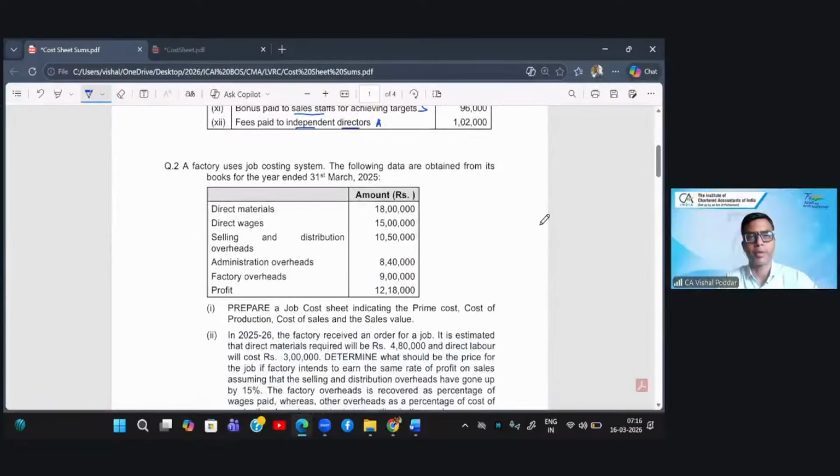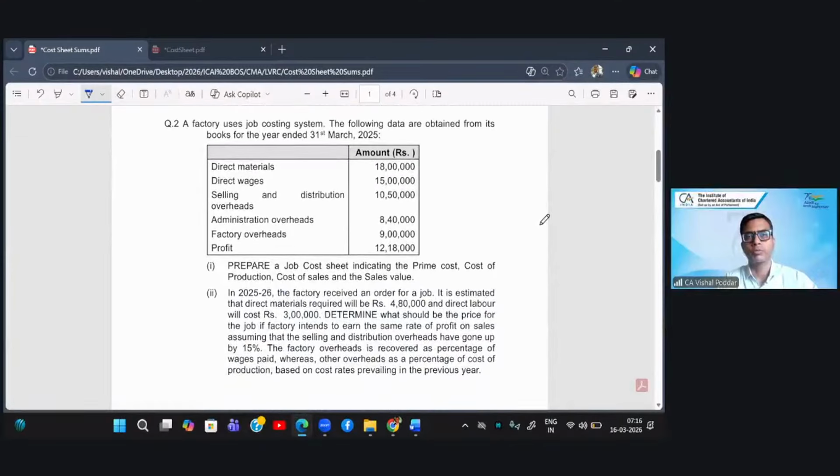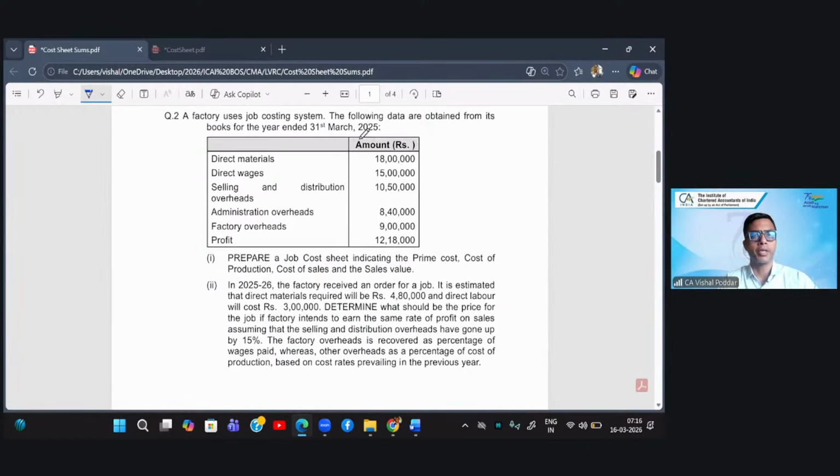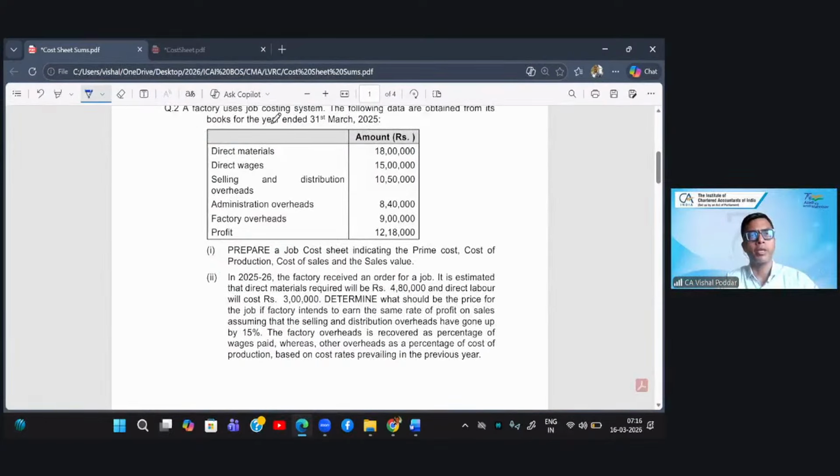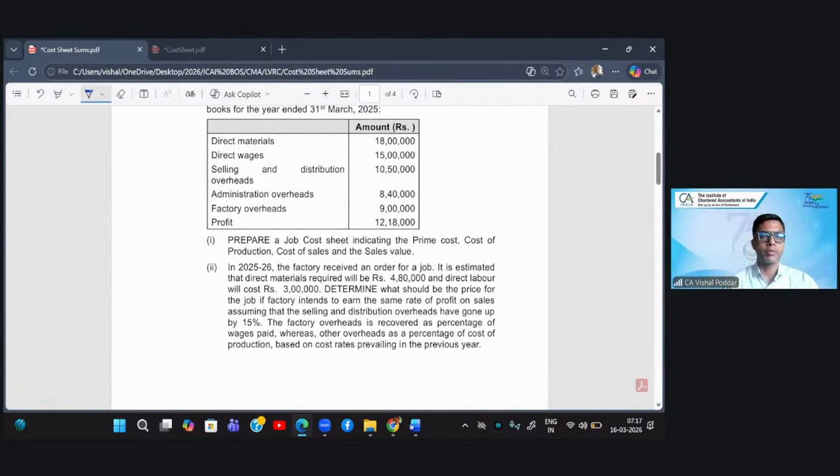Excellent. Now we come to another interesting exam problem. It says a company is using job costing and the following data is provided for the year ended 31st March. What is the data saying? You have material cost, you have wages cost, you have selling distribution, you have administration, you have factory. Now, what is the first requirement?